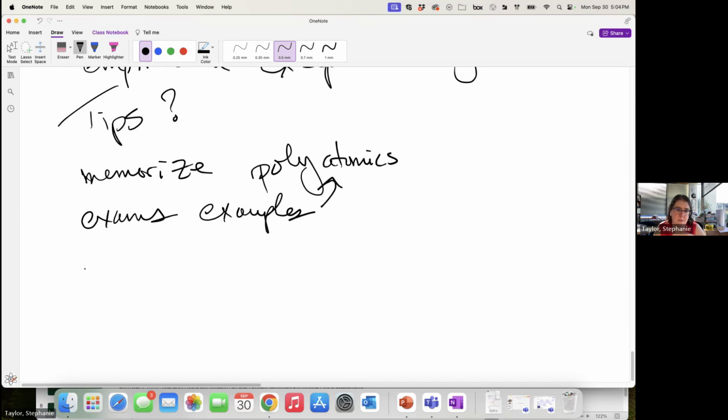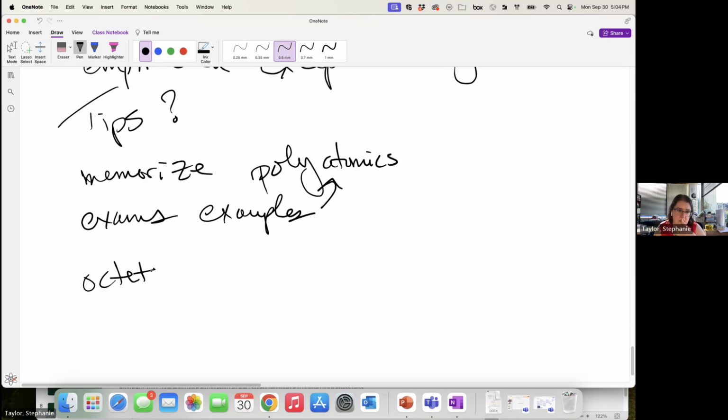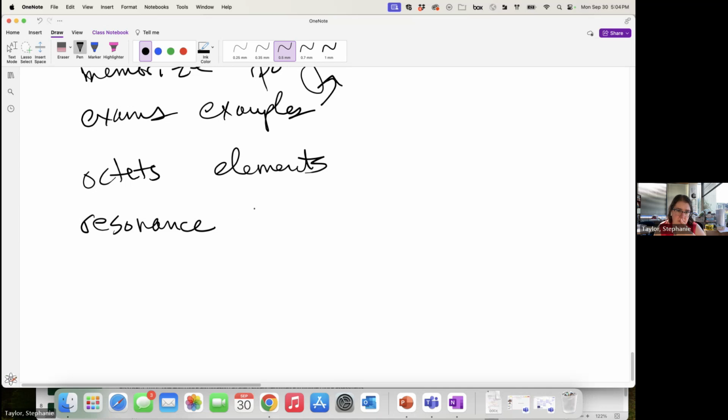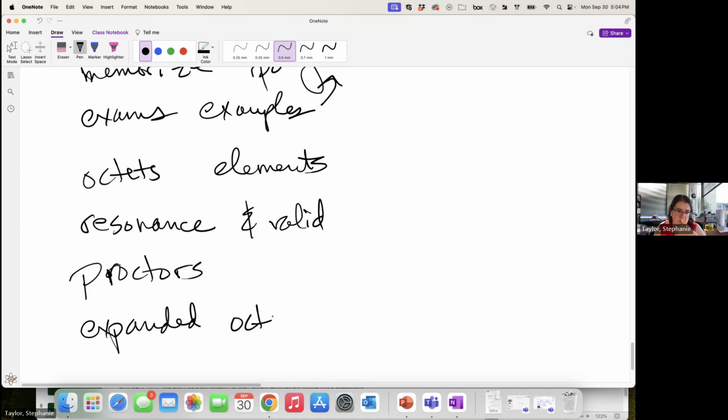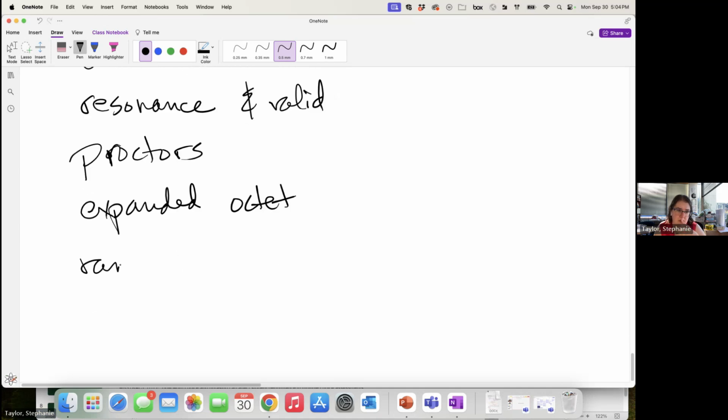Okay. When it comes to octets, what elements does it apply to, and what are good ways to check for octets in Lewis structures? Okay. Is resonance the deciding factor if a Lewis structure is valid, or is the best structure, or does it depend on the question? Okay. If the proctors are being disruptive during the exam, is there anything we can do? Can you explain which elements are able to have an expanded octet? Okay. Can you do an example of ranking bonds from least to greatest ionic character? What does that mean as well?